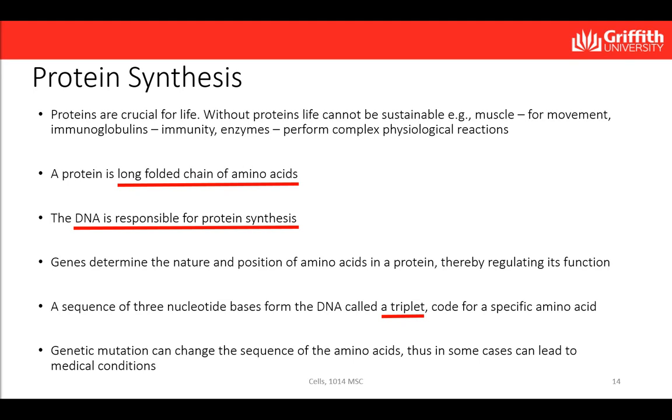Variations in the arrangement of nucleotides allow our cells to make different kinds of proteins. Genetic mutation is a change in the DNA base sequence that may lead to incorporation of incorrect amino acids in particular positions of a protein. The affected protein in some cases can lead to medical conditions, such as cancer.